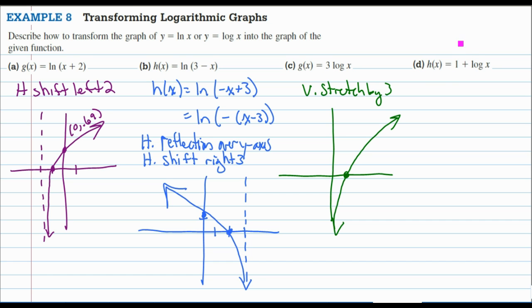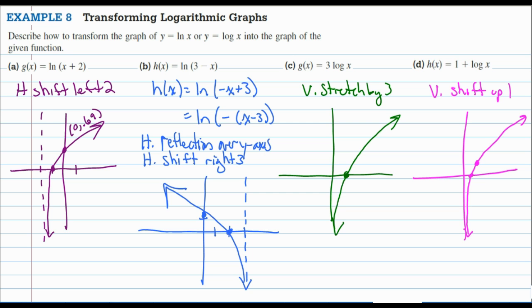Now part D, that's got a vertical shift up 1. Remember that 1 can also be written at the end, so this could be log of x plus 1. Vertical shift up 1. So if I wanted to sketch that graph, instead of 1, 0, I've got 1, 1. The vertical asymptote isn't going to change at all, so I just have to come up that way through the x-axis.